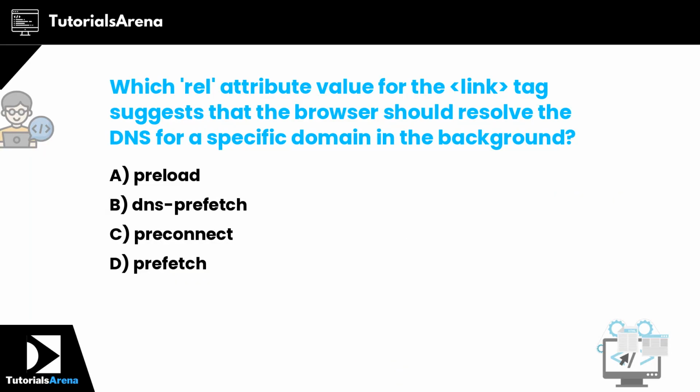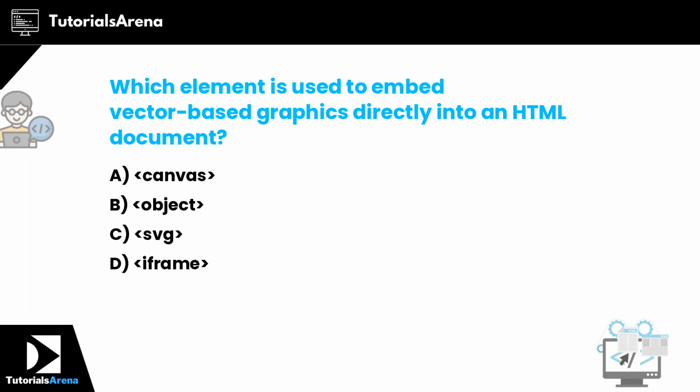Which rel attribute value for the link tag suggests that the browser should resolve the DNS for a specific domain in the background? The correct answer is option B, dns-prefetch. Which element is used to embed vector-based graphics directly into an HTML document? The correct answer is option C, SVG.